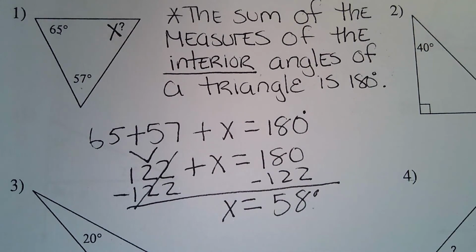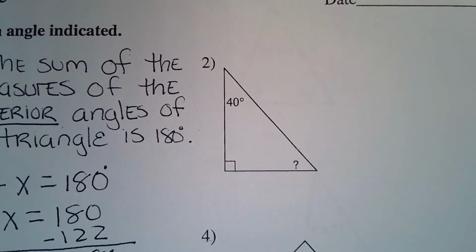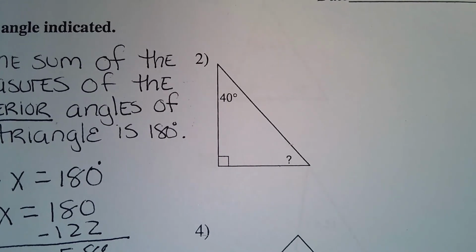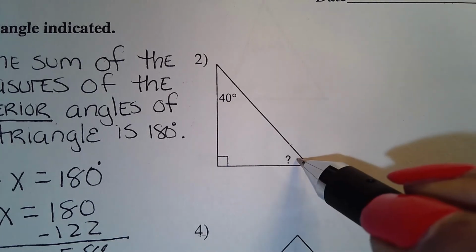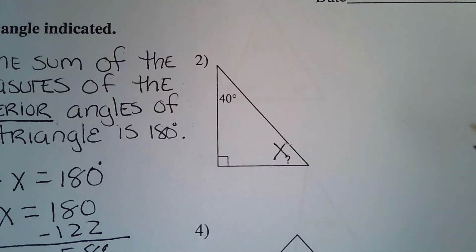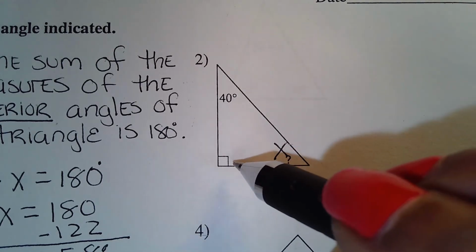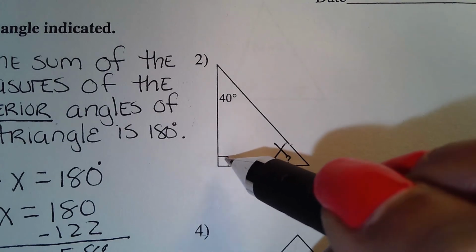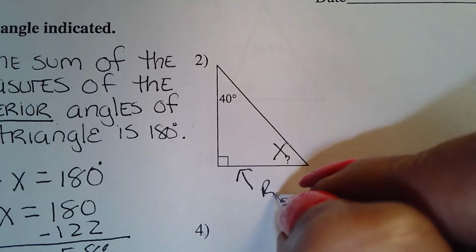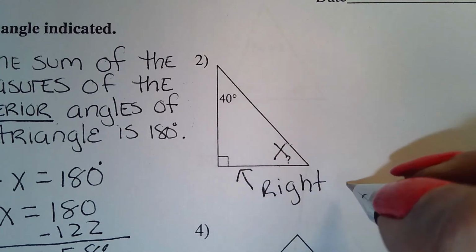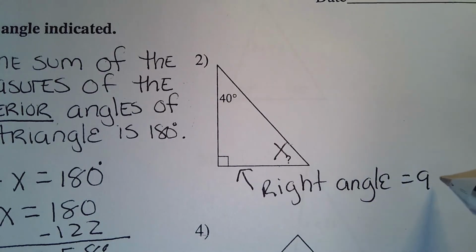All right. Let's try number 2. Applying the same theorem just to make sure we understand. All right, so my question mark here, I'm going to label it as X. In this case, you also need to be familiar with what this symbol means. This square symbol is your indication that you have a right angle, and its value is 90 degrees.